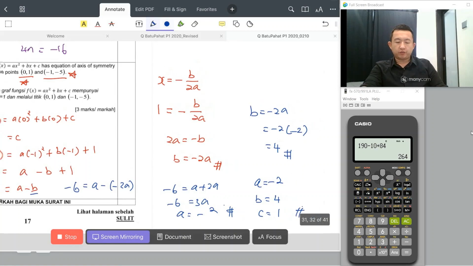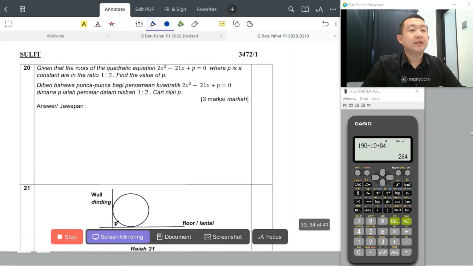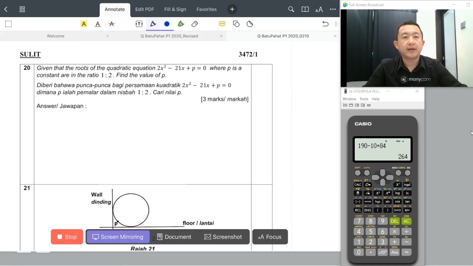Alright, we move on to 20. Given that the roots of the quadratic equation 2x squared minus 21x plus p equals 0, p is a constant. The roots are in the ratio 1 to 2. Find the value of p. This is a very important piece of information.